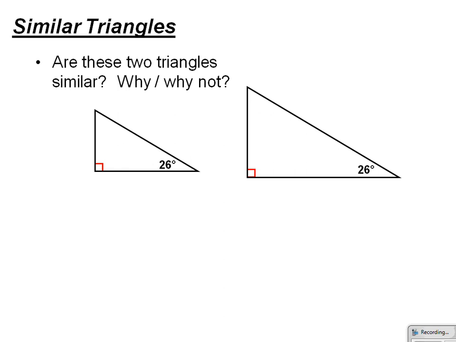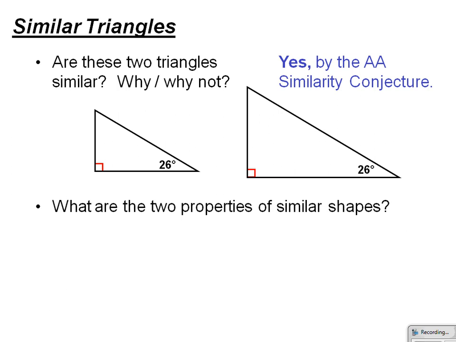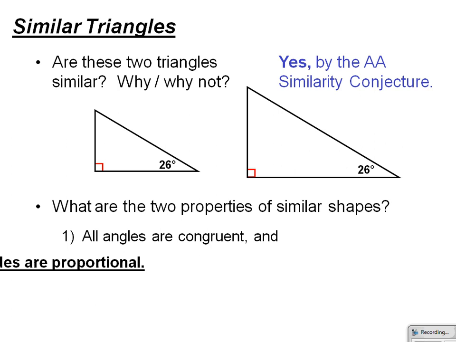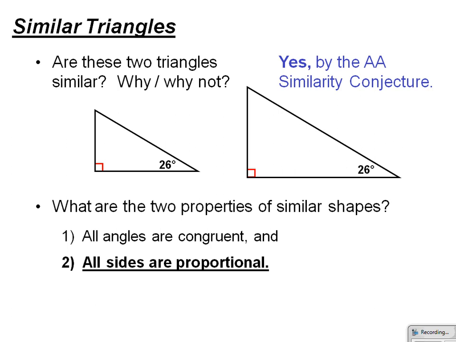Take a look at these two triangles for a moment. Are they similar? Why or why not? From the last chapter, we remember that when two triangles share two congruent angles, then we can conclude that those two triangles are similar by the AA similarity conjecture. Well, what does this mean? Understand and remember, what are two properties of similar shapes? The first property is that all the angles are congruent. And the second, more important property when it comes to trigonometry is that all sides are proportional.